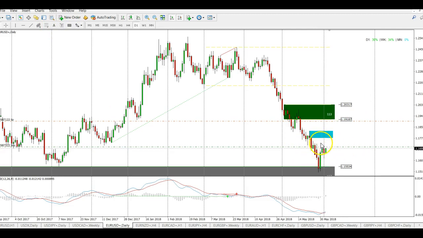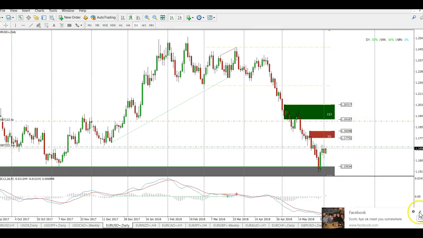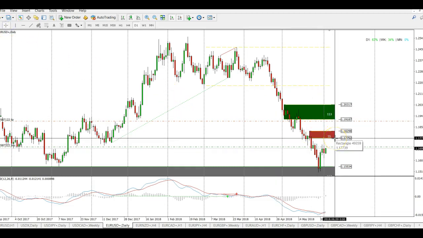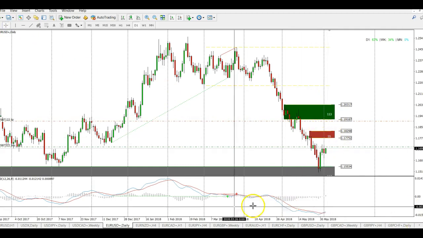Didn't cause much reaction, especially with the NFP on Friday. Good NFP, and the euro still looking like it's heading up. So Euro USD strong this week. First easy target is 117,800 or 117,750. Well, I'm liking it to come all the way up to 119 anyway.